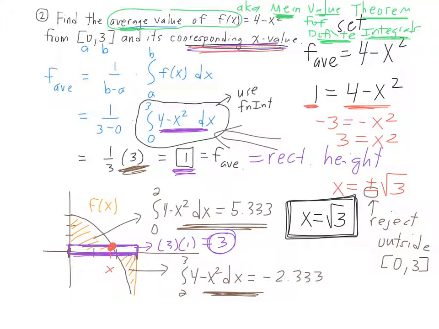Recall we had a mean value theorem for derivatives that dealt with the slope of a tangent line being equal to the slope of a secant line on a continuous and differentiable function. But here, this is referring to a definite integral, so the mean value theorem is also known as average value. But 99% of the time it's just referred to as the average value of a function.